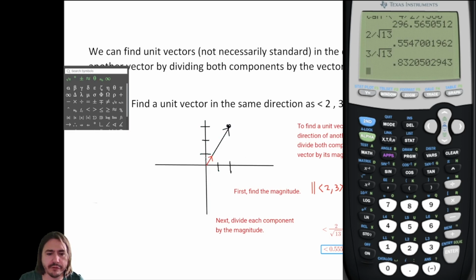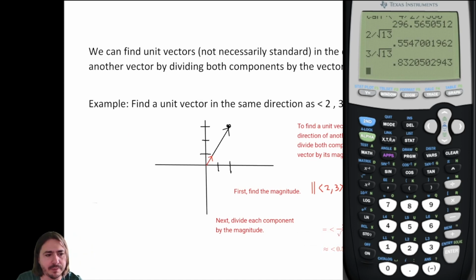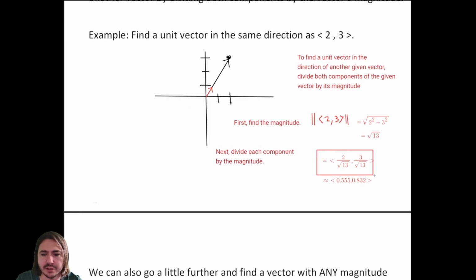Remember, we're trying to find a vector that is a unit vector, meaning the length is 1. So this coordinate, 0.555, 0.832 should be on the unit circle, or approximately. So that would be your answer. This is going to be the exact answer, so we could put equals, and this would be the approximate answer. And depending on what I ask for, you could write either one of these.